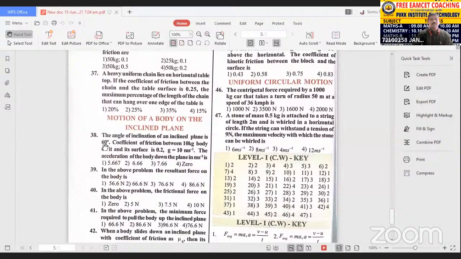Problem number 38. Motion of a body on an inclined plane. The angle of inclination of the inclined plane is 60 degrees. The coefficient of friction of the 10 kg body on the surface is 0.2. G is equal to 10 meter per second square. The acceleration of the body down the plane is.